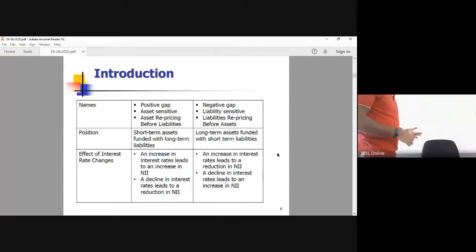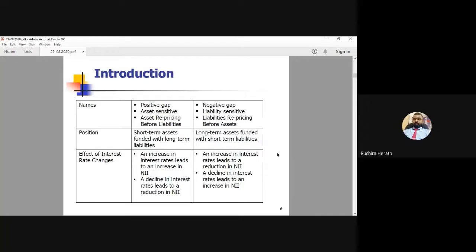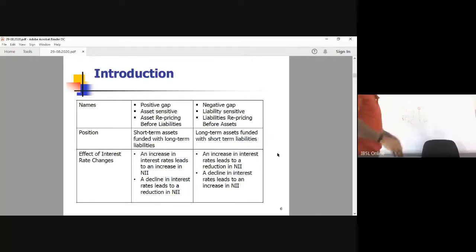What does he believe interest rates will do? Remain the same. Okay, he believes interest rates won't come down. He believes interest rates will remain the same. So what does he do? He goes and creates a negative gap by buying more long-term assets.